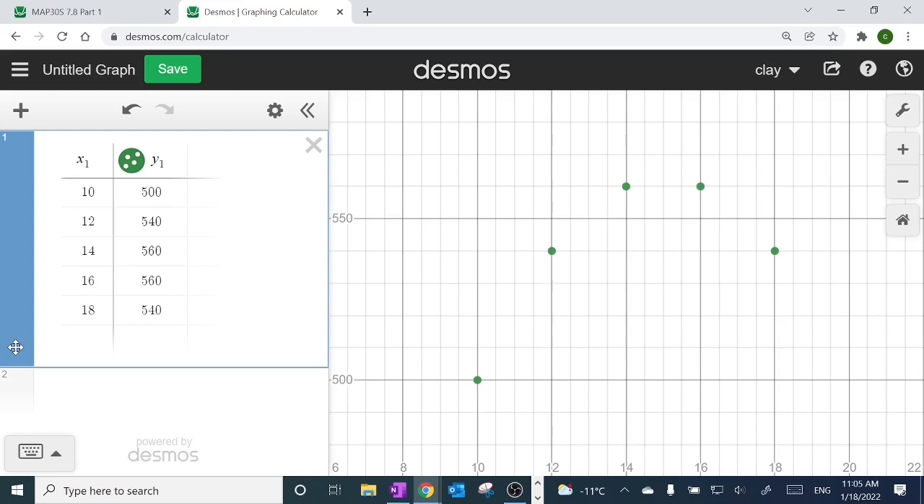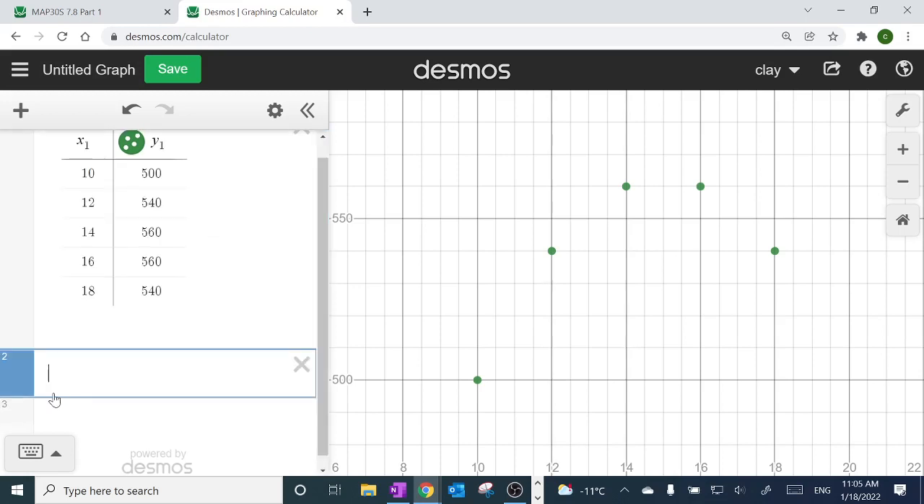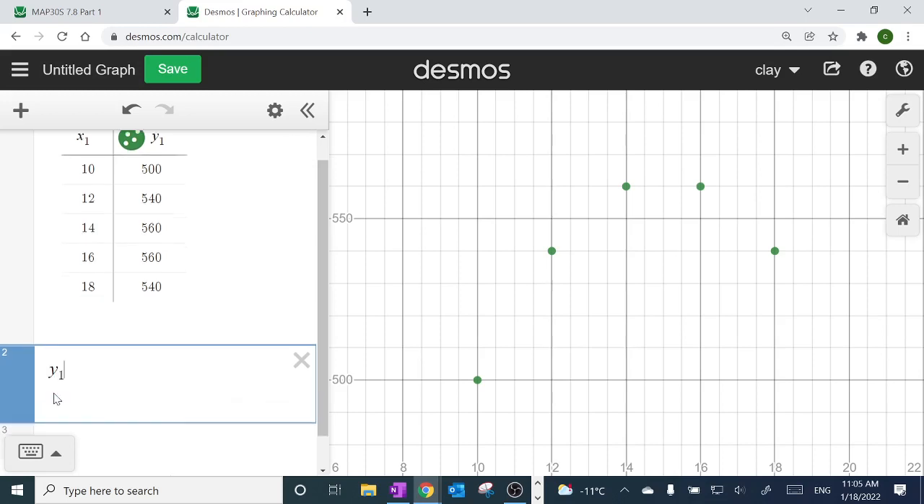So now we're going to ask Desmos to find what quadratic equation will hit all those dots. So here's how we're going to do it. We have one set of data here. We're going to add more. There's going to be more examples coming. They've called it Y1 and X1. So I need to make an equation for Y1. So I literally just type Y1.